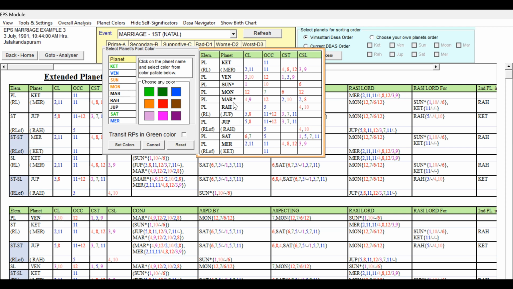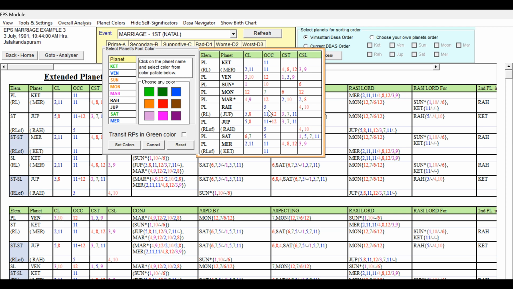Next is Mars. 4th lord, 9th lord occupying 12th house, 2, 10 star lord and 2, 8 cuspal sub lord. So looking at the favorable, 9, 2, 2 are okay, but 4, 12, 10, 8 are unfavorable. 2 and 8 is not good. And 4th lord, so it is a mixed one. So we can give Mars as a mixed one.